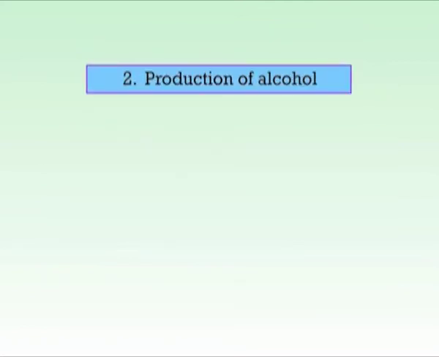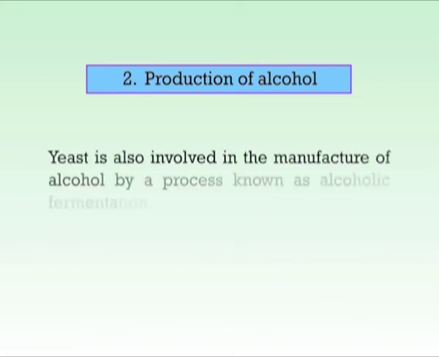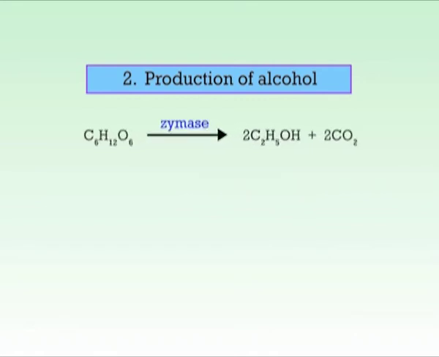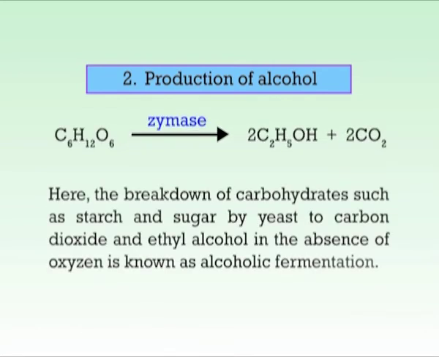The second beneficial use is the production of alcohol. Yeast is also involved in the manufacture of alcohol by a process known as alcoholic fermentation. Here, the breakdown of carbohydrates such as starch and sugar by the yeast into carbon dioxide and ethyl alcohol in the absence of oxygen is termed alcoholic fermentation.